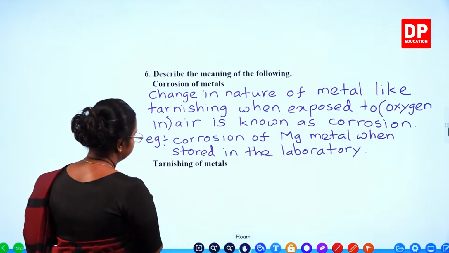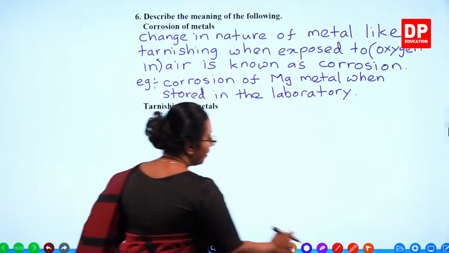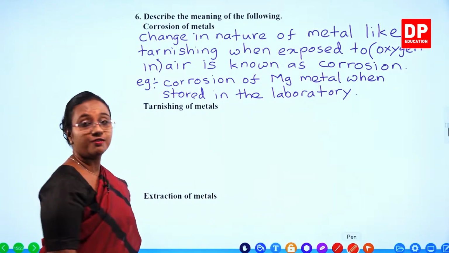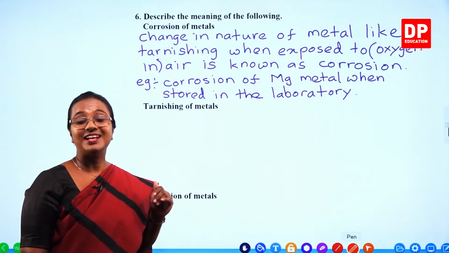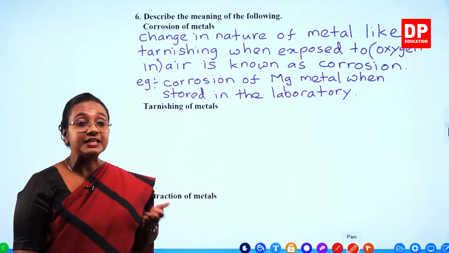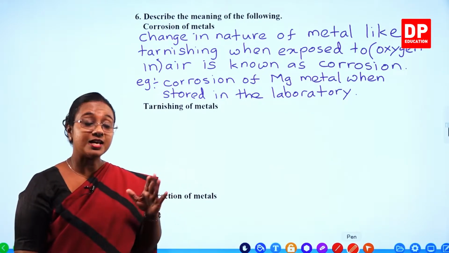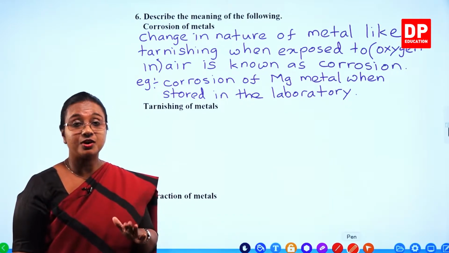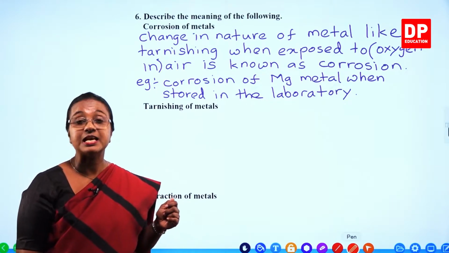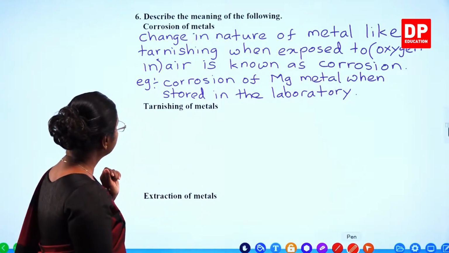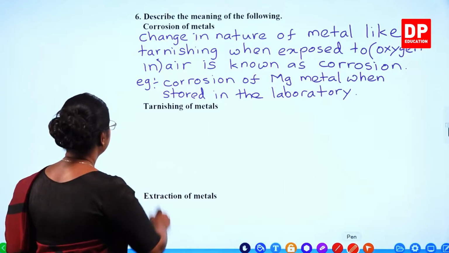Then the next one. What is the meaning of tarnishing of metals? I just explained that to you all. Normally the metals have a luster. When they are exposed to air, if the luster is lost, that is the shine is lost, then we say the metal is tarnished. So that is the meaning of tarnishing of metals.